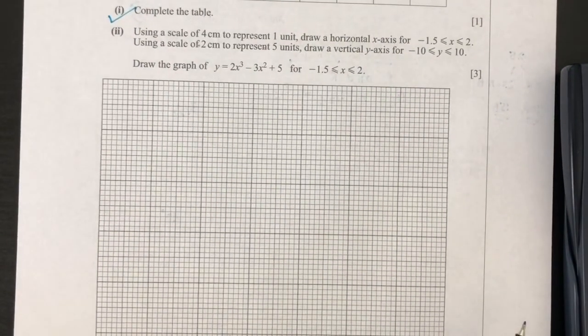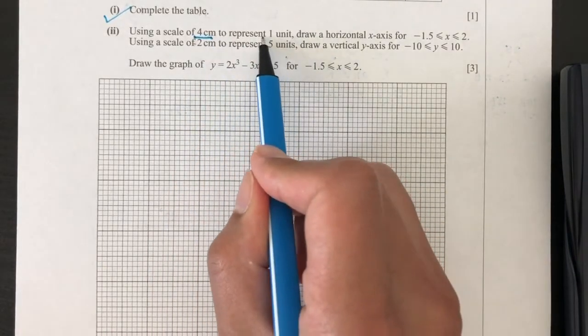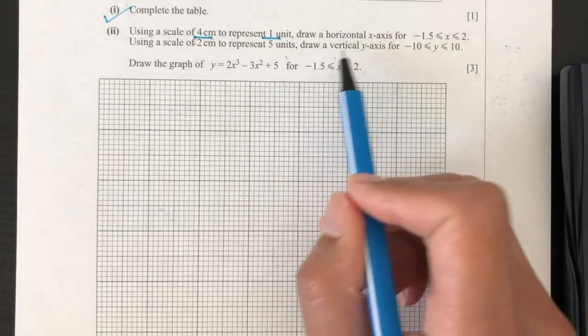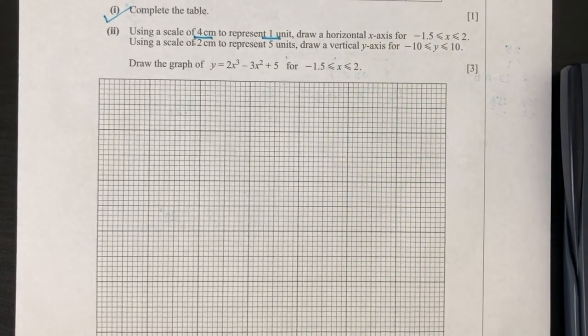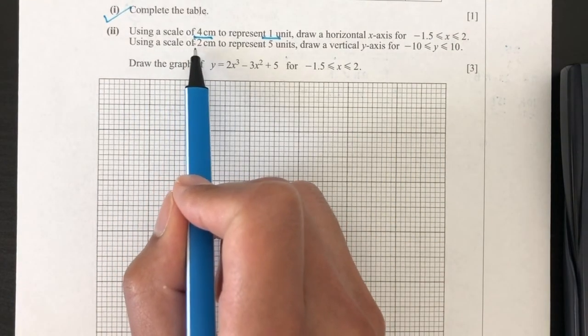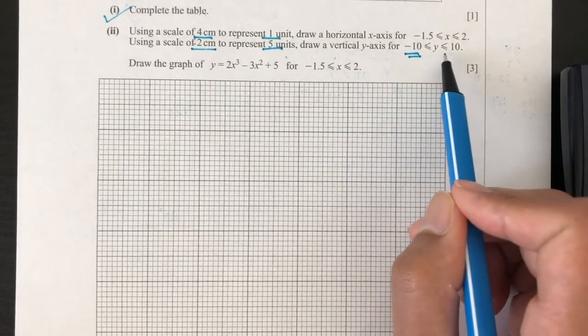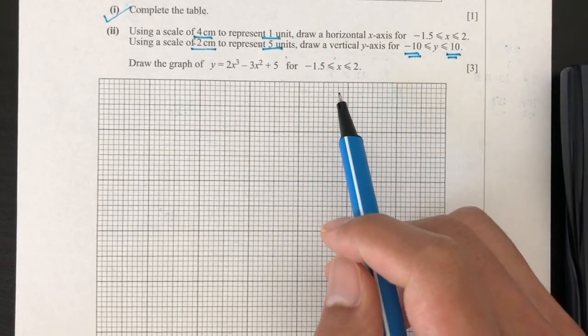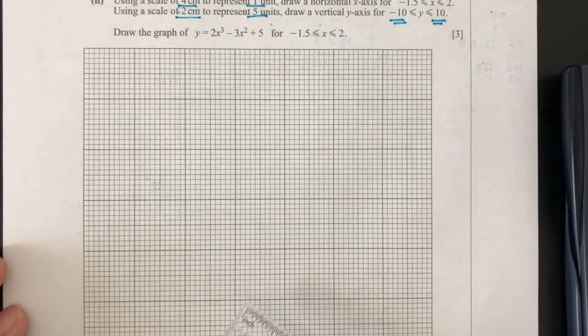Now question part 2. Using a scale of 4 centimeters to represent 1 unit on the horizontal axis from minus 1.5 to 2. Okay, let's do that. And then for the vertical one, we have to draw 2 centimeters for 5, but from minus 10 to 10. Draw this graph. Okay, let's see how we are going to draw this.